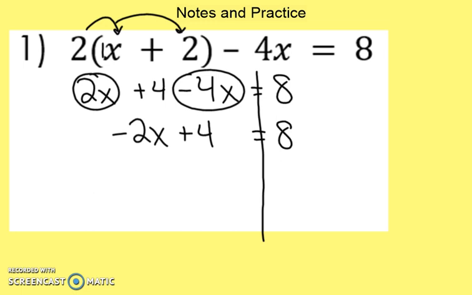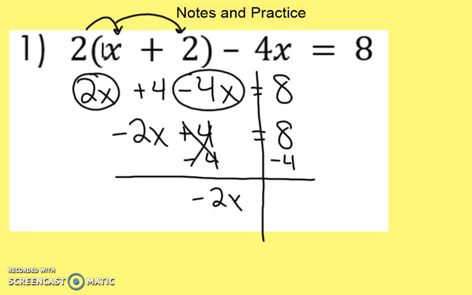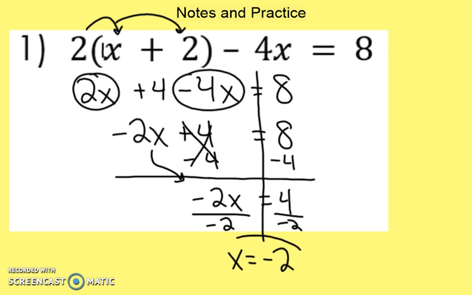Well, from here it's just a two-step equation. So I'm going to start with my constant and I'm going to subtract 4 on both sides. Those cancel out, and I bring down the negative 2x. 8 minus 4 gives me 4. From there, negative 2 is my coefficient of x, so that means I'm multiplying. The opposite is to divide by negative 2. So x is going to equal negative 2.